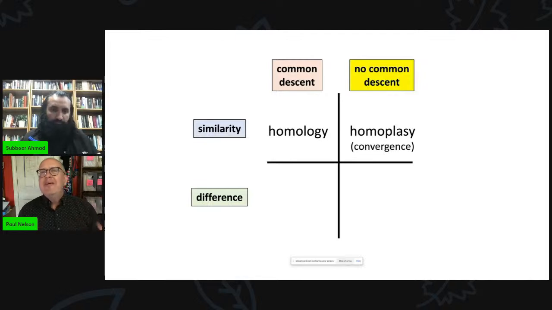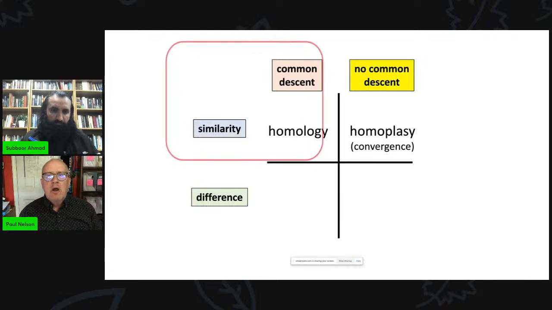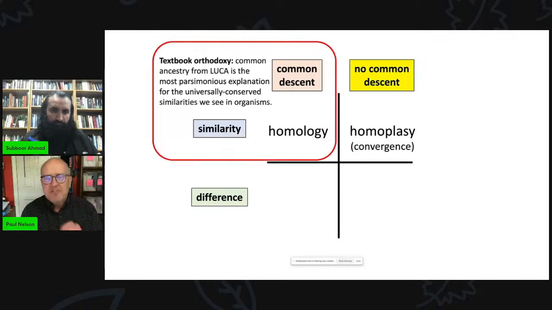And you need to worry about one and not worry about the other. But you see the convergence in form because that particular morphology is adaptive, functionally useful in an aquatic setting. All right. This is textbook orthodoxy, that upper left quadrant. Common ancestry from LUCA is the most parsimonious explanation for the universally conserved similarities that we see in organisms.